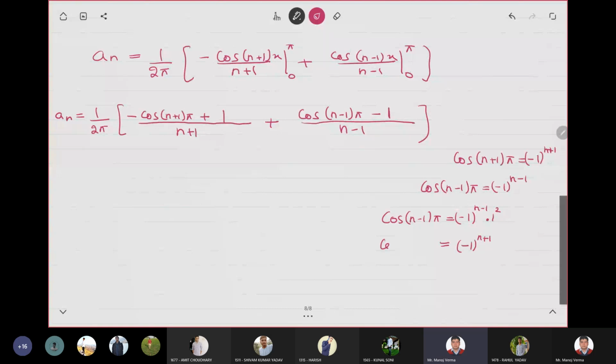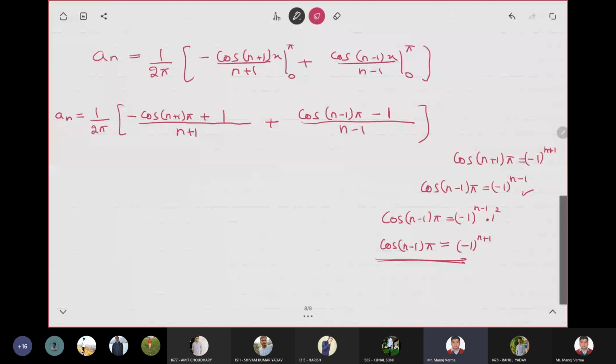So what I am trying to say is, for simplification, I can write cos (n minus 1)π is equal to (minus 1) raised to the power n plus 1 also. From the simple formula, cos (n minus 1)π should be equal to (minus 1) raised to the power n minus 1. But for simplification, I want to write cos (n minus 1)π is equal to (minus 1) raised to the power n plus 1.